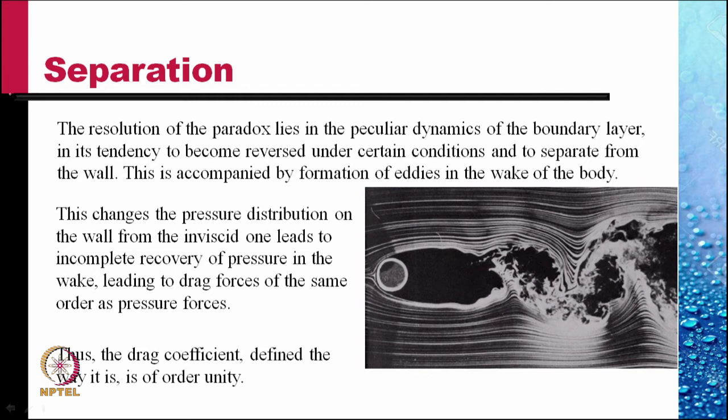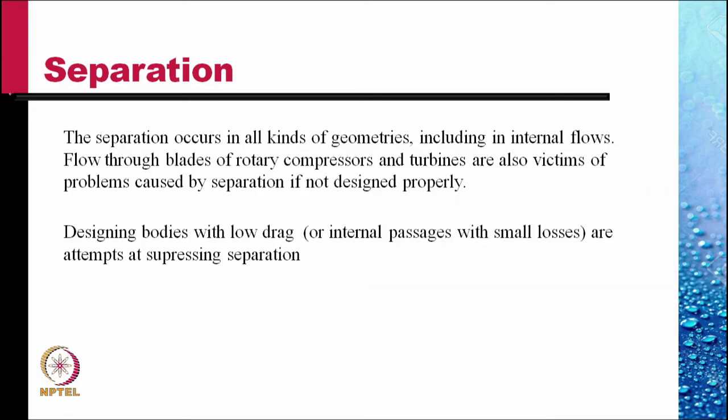Thus, the drag coefficient defined the way it is, is of order 1. The separation occurs in all kinds of geometries, including internal flows. Flow through blades of rotary compressors and turbines are also victims of the problems caused by separation if not designed properly. Designing bodies with low drag or internal passages with small losses are attempts at suppressing separation.